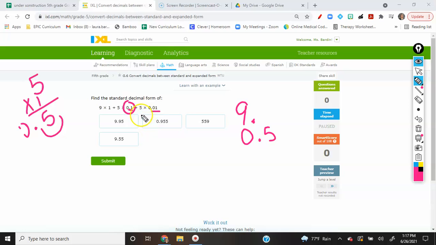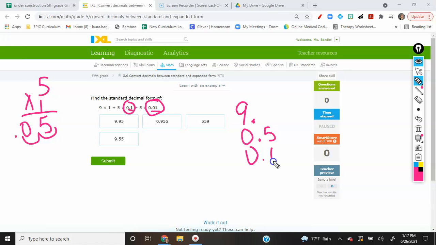So now let's go ahead and do this last one. 5 times 1/100. Again, 5 times 1 is 5, but this time I have two place values that I need to move and add in my answer. So let's do that. 5 times 1 is 5, but I have two digits after my decimal. So now I have to have two place values. So 0.05. Well, if you notice, whenever I'm adding them, they just fall right in a line. 9.55 is my final answer.